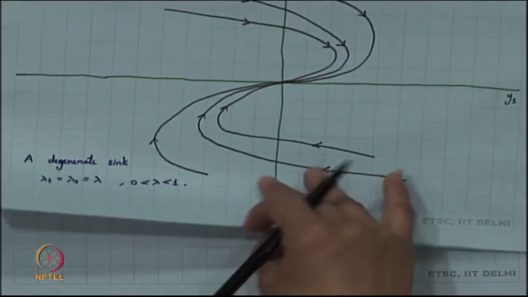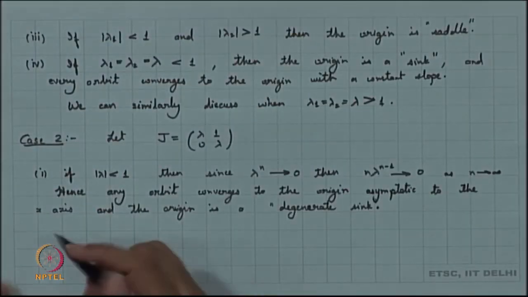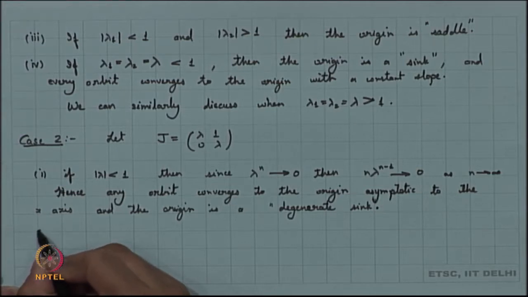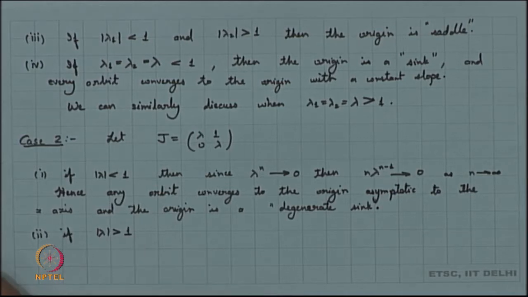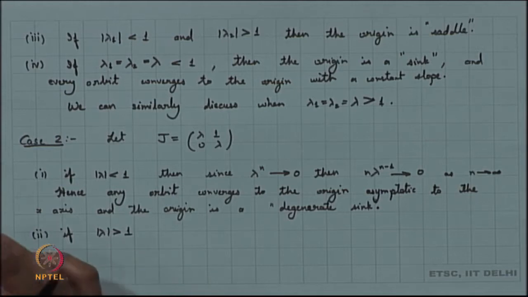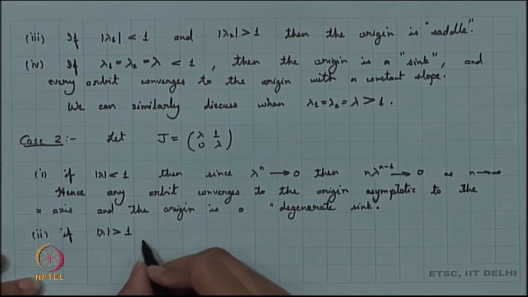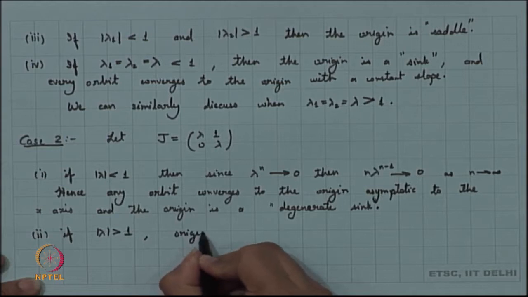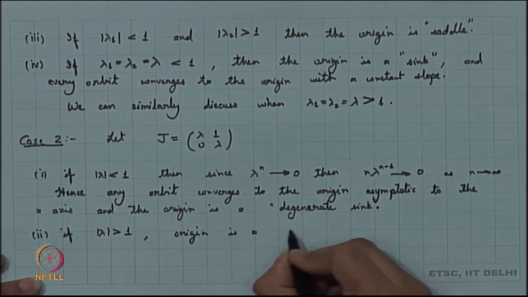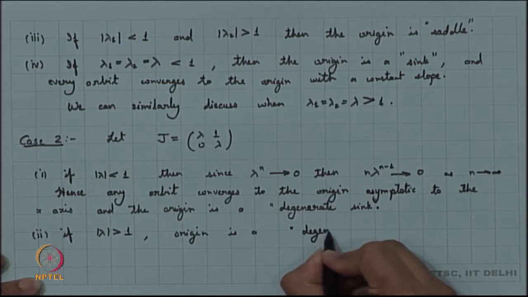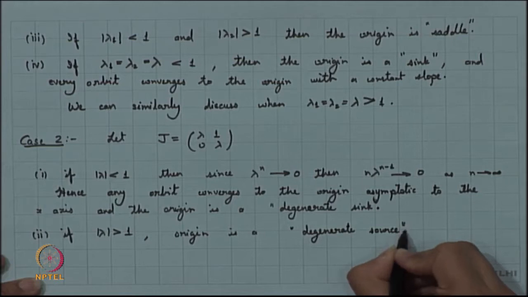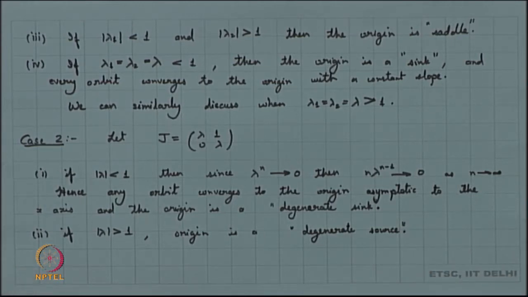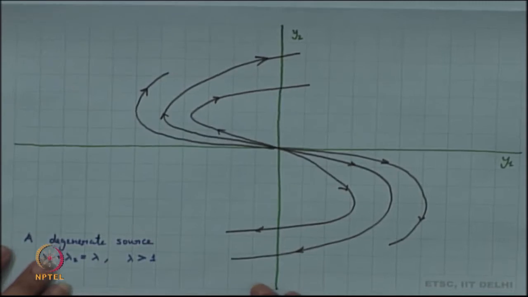What happens in the case when mod of lambda is greater than 1? Now, we know that when mod of lambda is greater than 1, lambda to the power n is going to tend to infinity, right. So, in that case our origin is a degenerate source. Then we can see the figure here, what happens in this particular case.